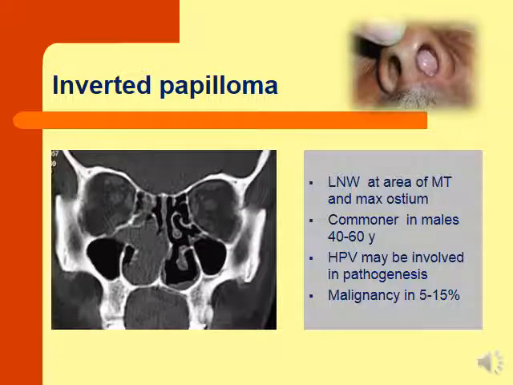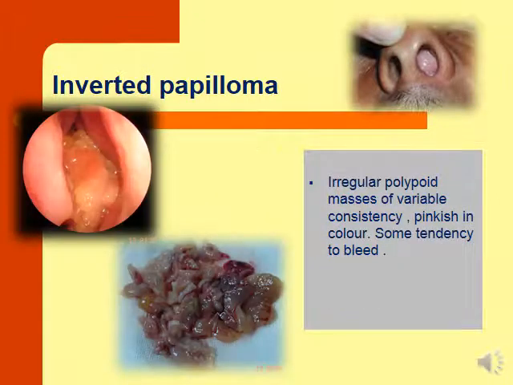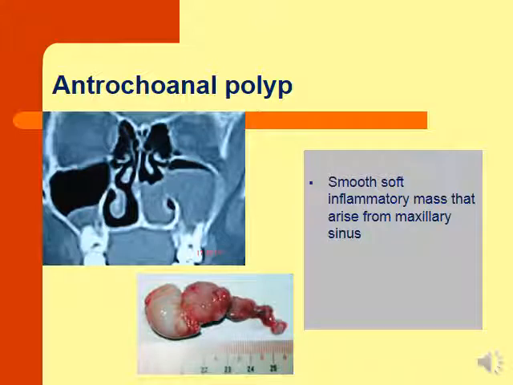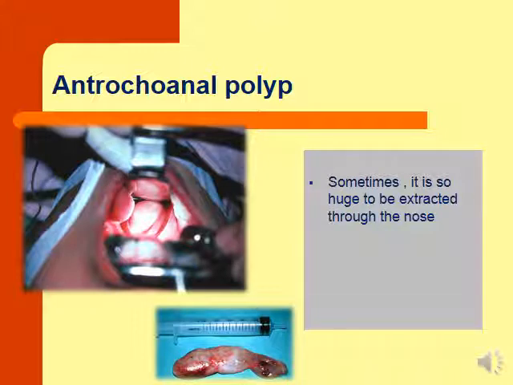As regards the inverted papilloma, as you can see here in this slide, it arises from the lateral nasal wall, usually at the junction between the lamina papyracea and the roof of the orbit. It is an irregular mass. Then antrochoanal polyps: this is a smooth surfaced mass that arises from inside the maxillary sinus and then gets in. It's a very smooth surfaced mass. It can go on also through the choana into the nasopharynx, as you can see.